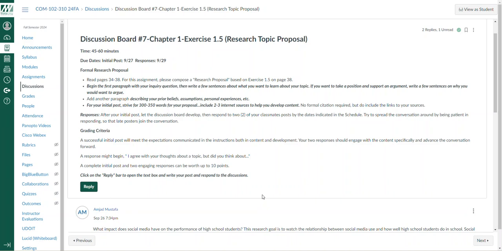And then look for 2 to 3 internet sources to help you develop content. No formal citation required. All I want is the links. The links must be good. Just standard internet sources. So, once again, typical discussion board, 2 responses there. Comment on everybody's topic. Should be substantial. I want to look at your research topic. This is your proposal. And we'll move forward in that capacity.